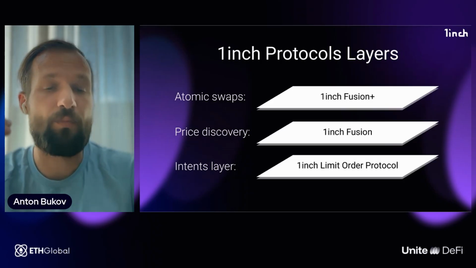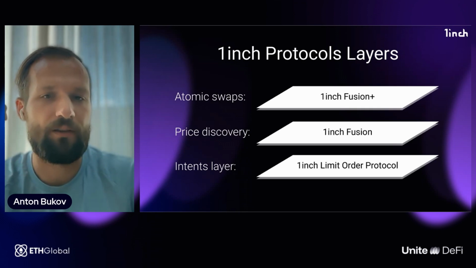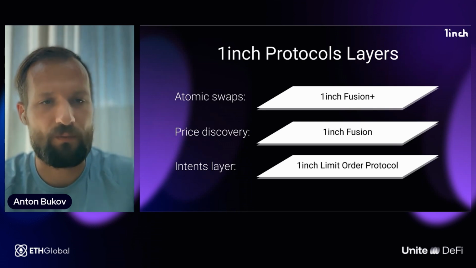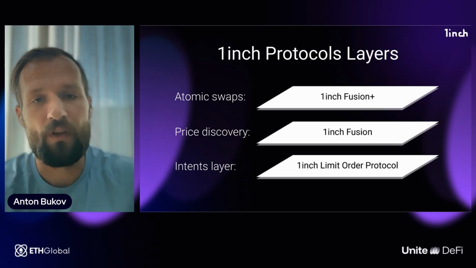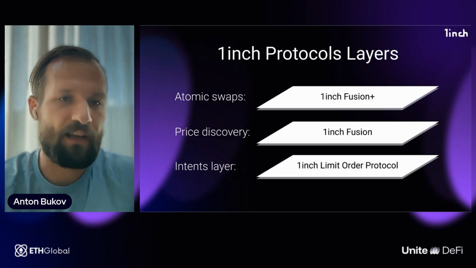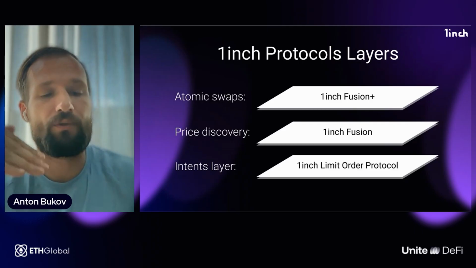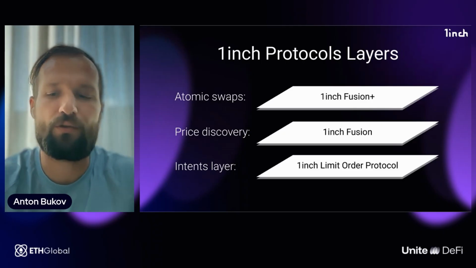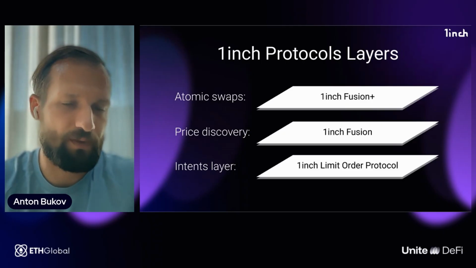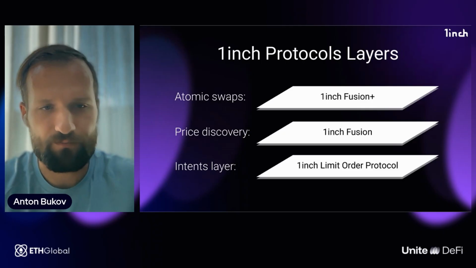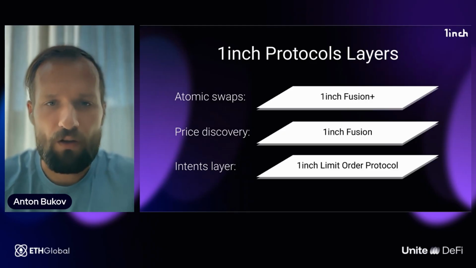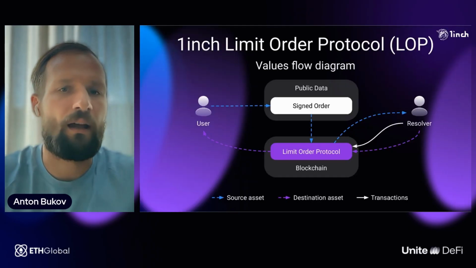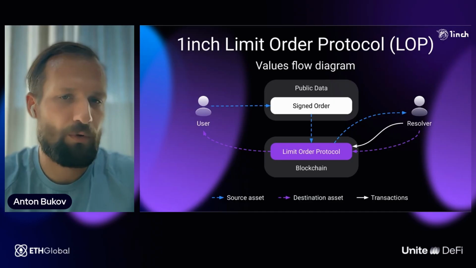The next layer, built on top of the bottom layer, is the price discovery layer. It's what we call 1inch Fusion. It basically adds Dutch auctions. And then there is one more layer on top. We call it 1inch Fusion+, and that's actually the atomic swaps layer. We have escrows implemented there. So yeah, we will start from the Limit Order Protocol.